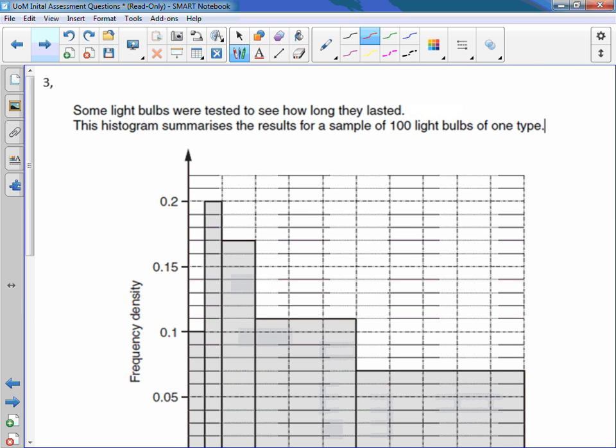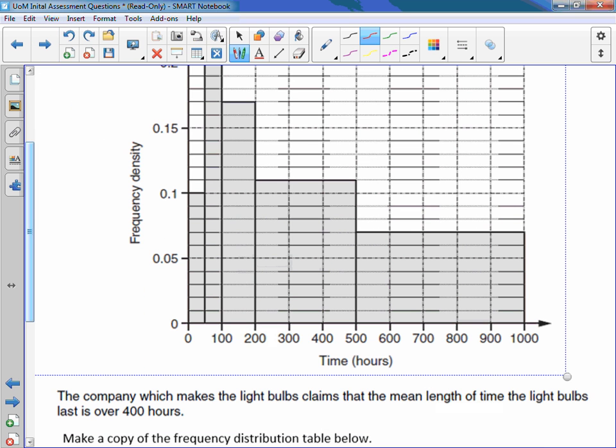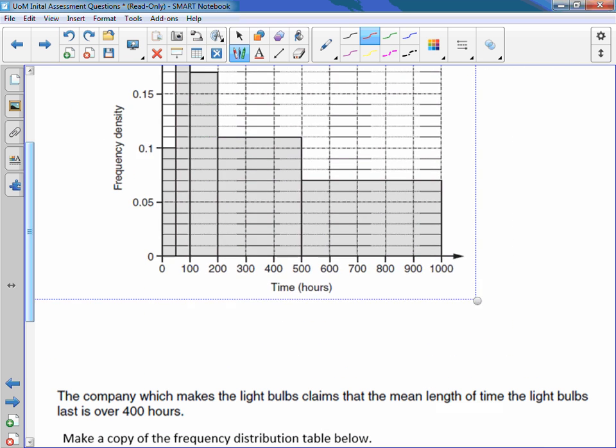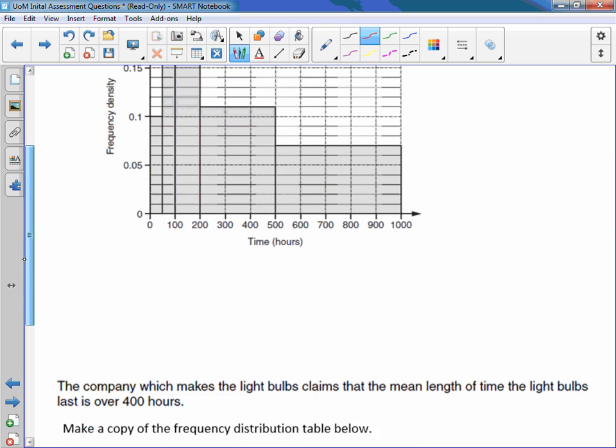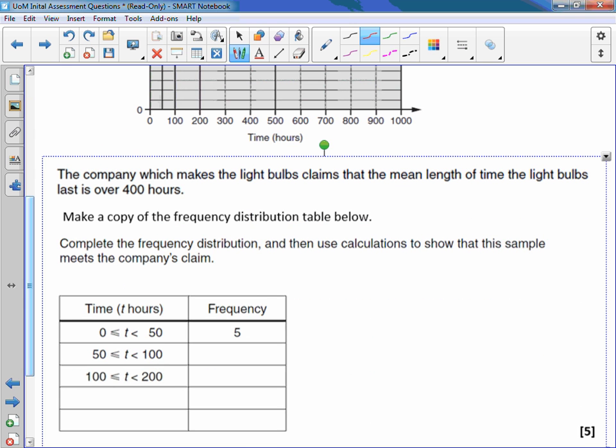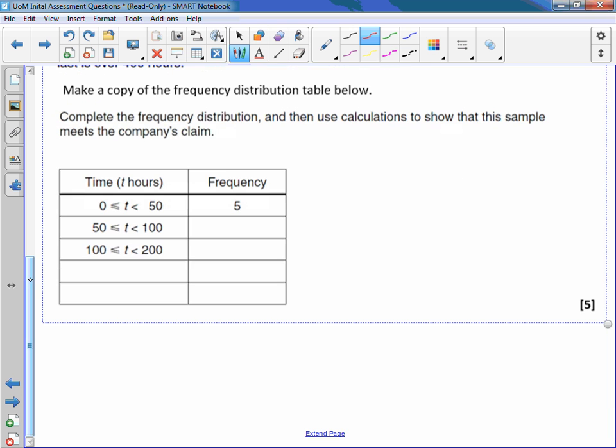Moving swiftly on to question 3. We've got ourselves a lovely histogram. So let's make it a little bit smaller so we can actually see what's going on, all on one screen. So, some light bulbs were tested to see how long they lasted. This histogram summarizes the results of a sample of 100 light bulbs of one type. So we've got a histogram, so straight away we should be thinking that frequency is area. Excellent. So, does this company make any claims? Well, of course it does. It'd be a rubbish exam question if it didn't. So, what have we got?